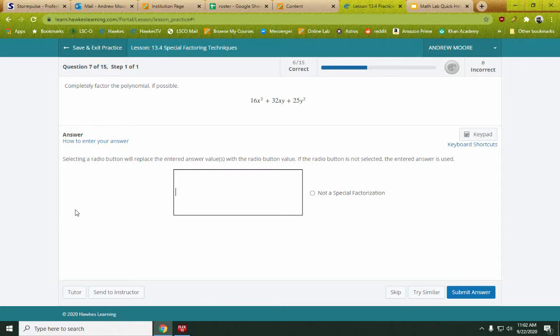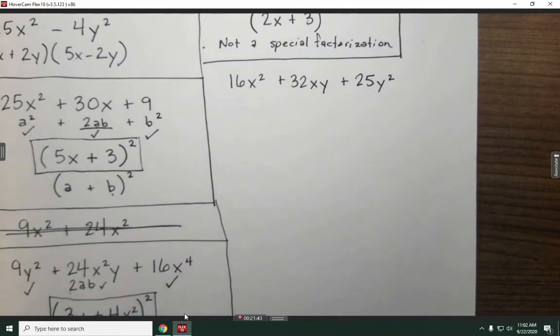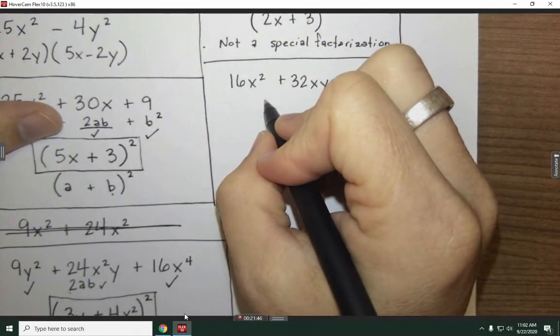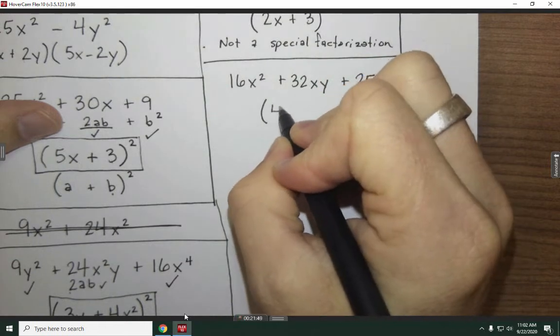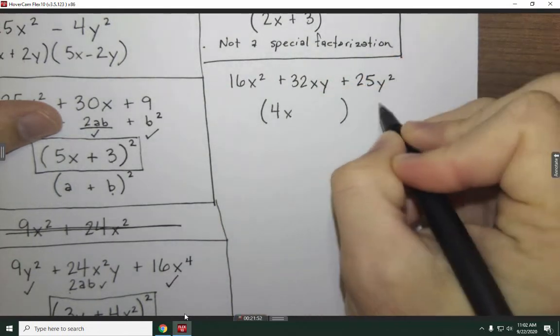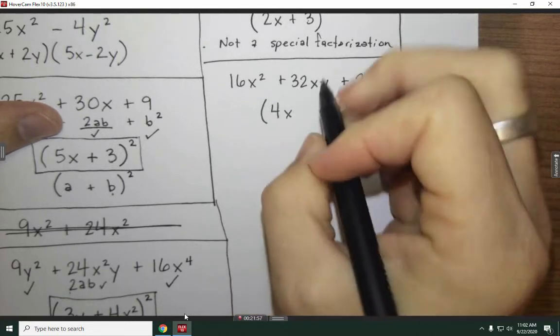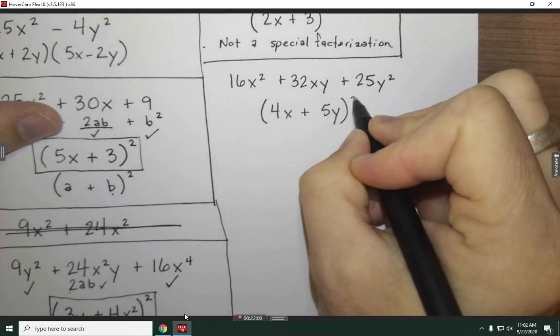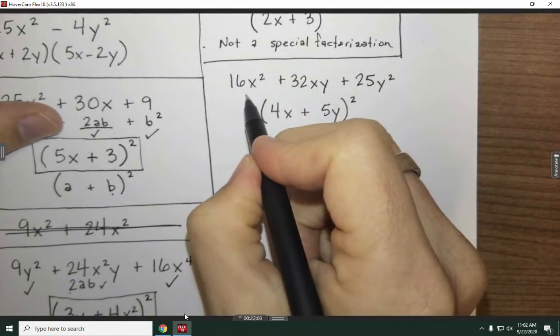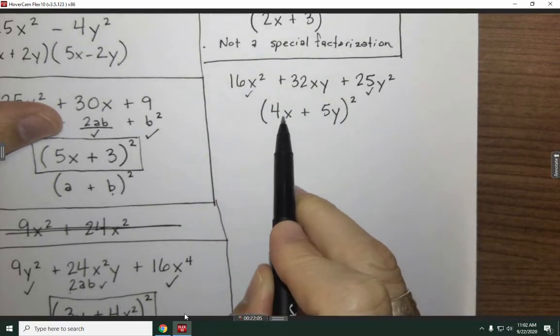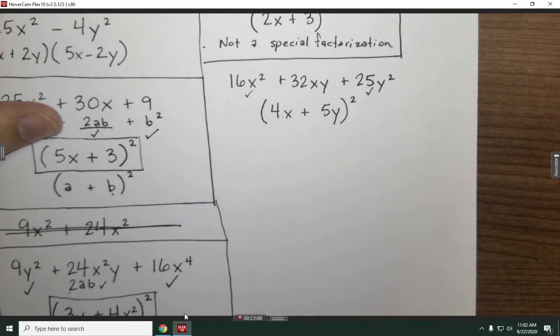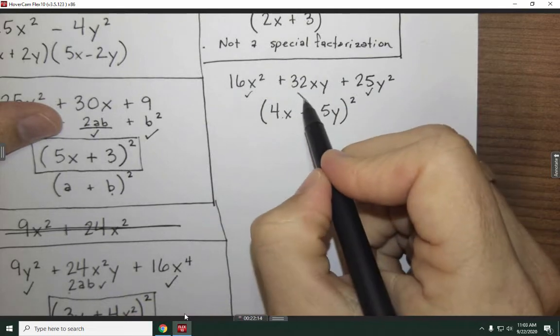Completely factor the polynomial if possible. We got 16x squared plus 32xy plus 25y squared. So once again, we got a trinomial. What's the perfect square of this one? We get 4x. That's the perfect square of our last term, we get 5y. And then our middle term is positive, so it might be this. Let's just double check it. We check this one, we check this one. If we do 4x times 5y, we get 20xy times 2 is 40xy. This does not work once again.